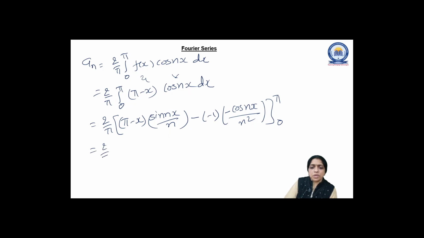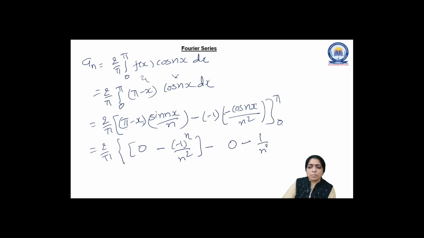After substituting the upper limit in the first term, pi minus pi is 0, so our first term is 0. The remaining term has a minus sign, so minus cos n pi, that is minus 1 raised to n upon n square. This is the value of the upper limit. After substituting the lower limit, pi minus 0 is pi, but sin 0 is 0, so 0 minus cos 0, which is 1, so 1 upon n square. This is the value of the lower limit. After simplification, our answer is 2 by pi, this is minus minus plus, so 1 minus minus 1 raised to n upon n square.